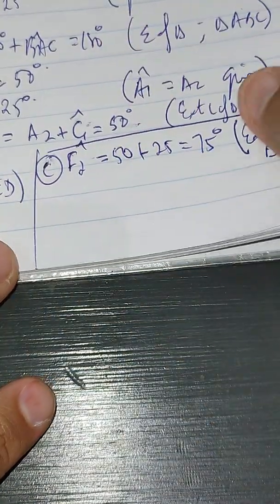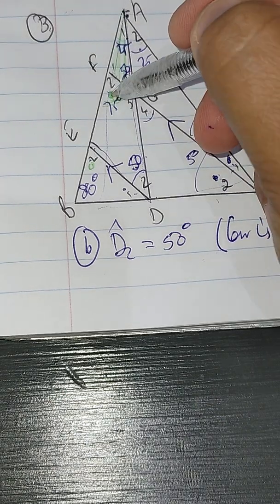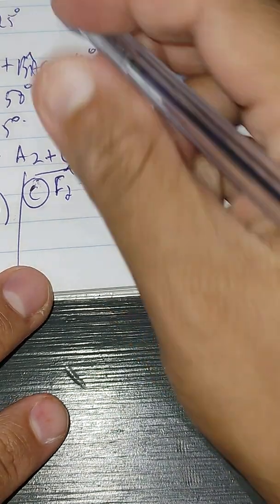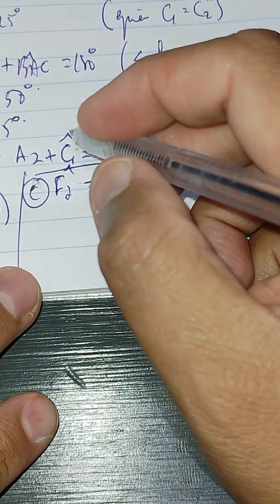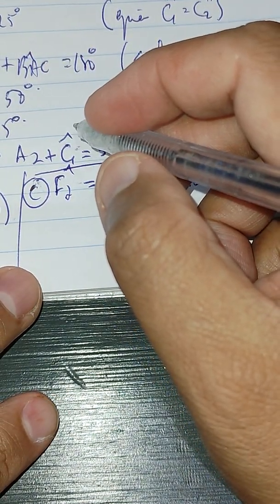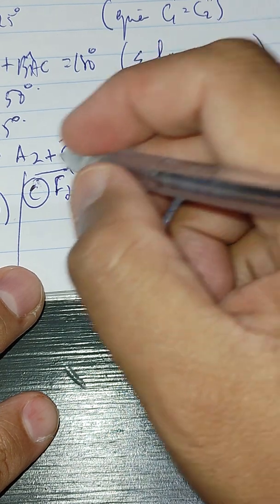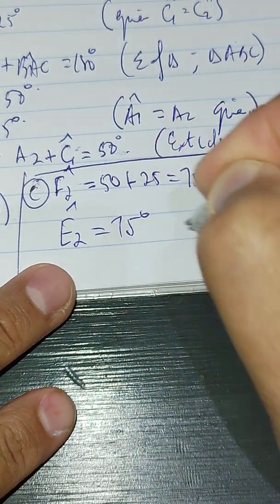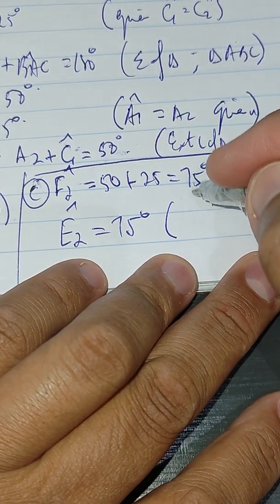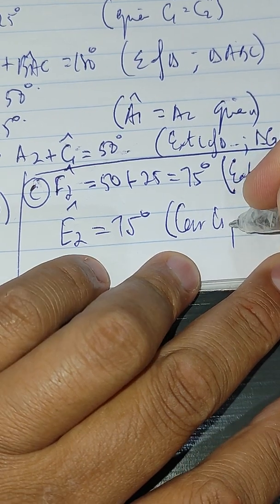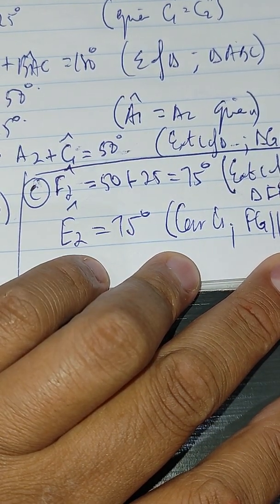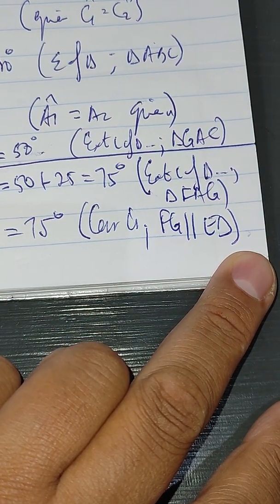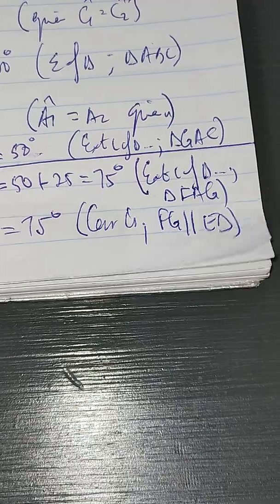And then we said E2 should be the same as F2 because it is corresponding, and we must say which lines we're using that are parallel. In this case FG is parallel to DE. So E2 is equal to 75 degrees. Why? Because it's corresponding angles with FG being parallel to ED. Okay. It's a nice question. I like it.